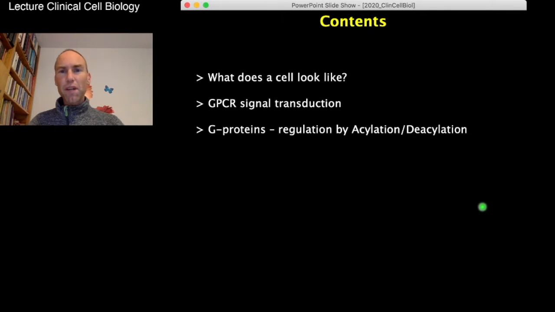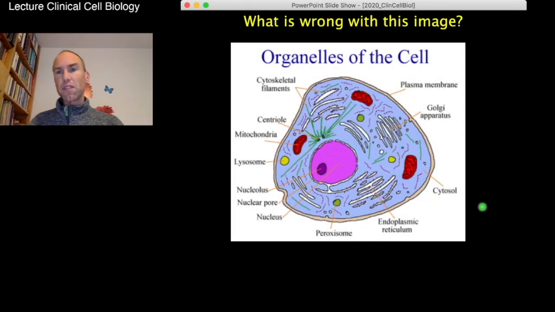Welcome to the second part of this talk. Here we will discuss what a cell looks like. So we probably all have some idea of what a cell looks like, and it might be heavily influenced by textbook images or by images such as these. I think I took this image from Wikipedia and it tries to show you what a cell looks like.